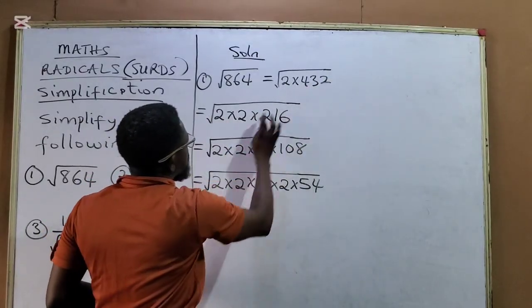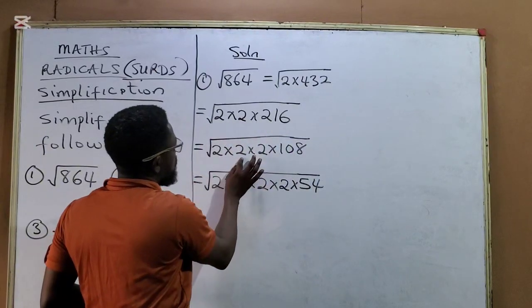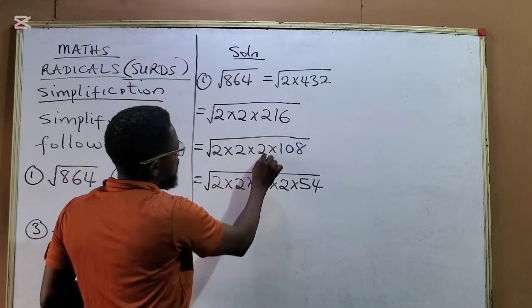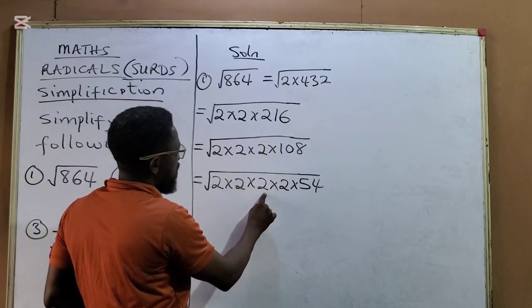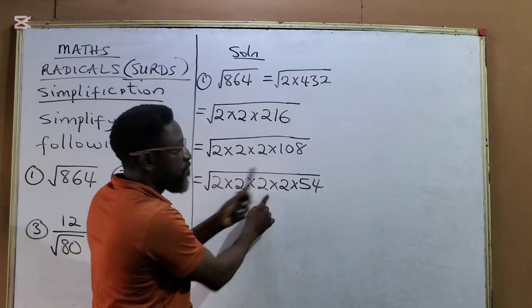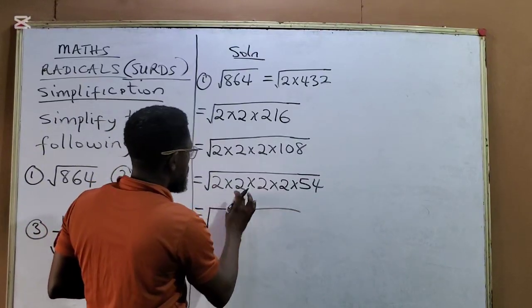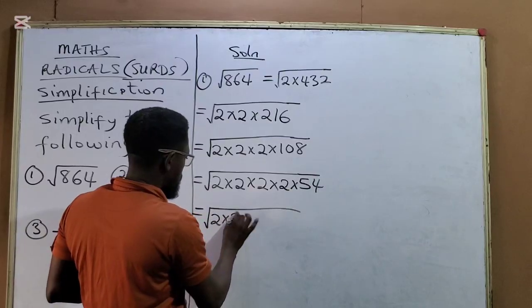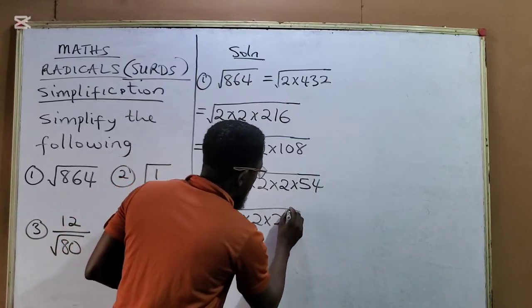Then 432 is 2 times 216. Then 2 times 2, that's the 2 twos here. Then 216 is 2 times 108. So 2 times 2 times 2, that's 3 twos here. Then 108 here is 2 times 54. Okay, split this one further. We have 1, 2, 3, 4 twos. Then 54.